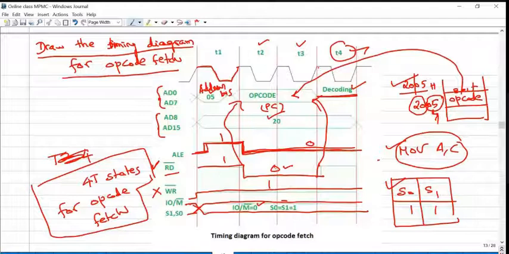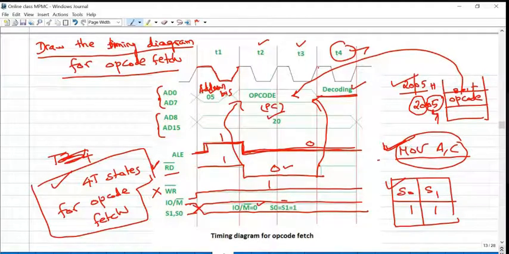That depends on what kind of operation it is. For MOV A, C, these 4 clock cycles are sufficient to execute this instruction. That's it. You need not think about T5, T6. We do not want a T5 clock cycle here. The processor needs only 4 clock pulses.